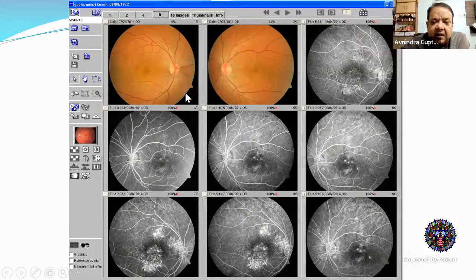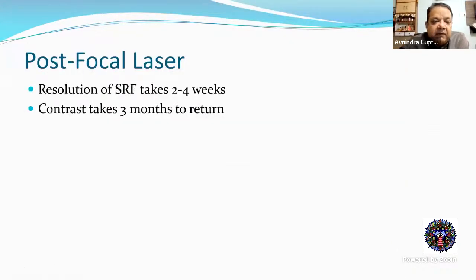This is one of the patients of recurrent CSR. You can see a pigment epithelial degeneration here, and there is a leak in this area in the right eye, and the left eye also has a pinpoint leak, which is not increasing over a period of time. We took this patient for focal laser.